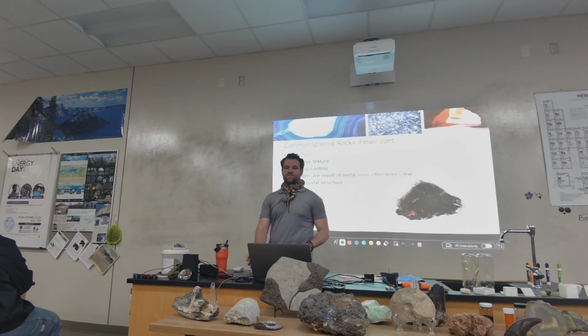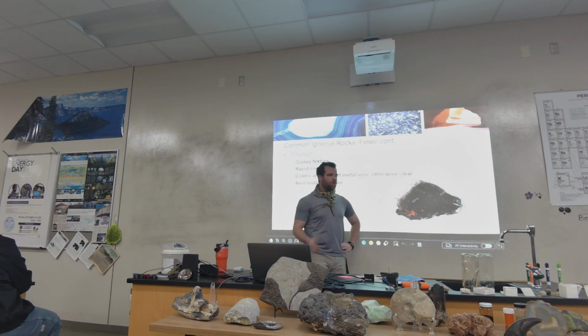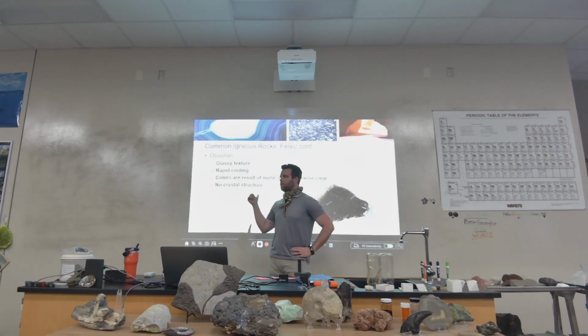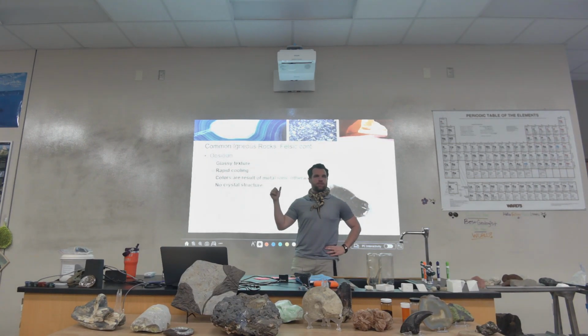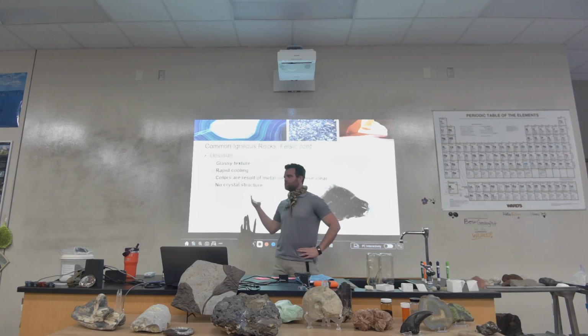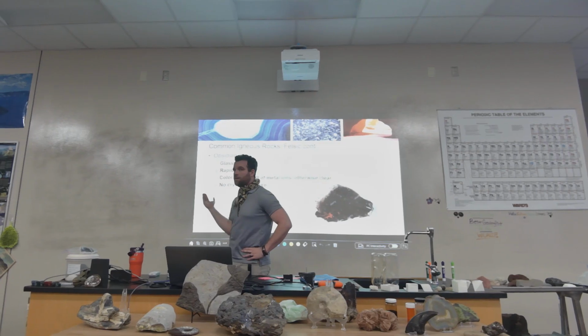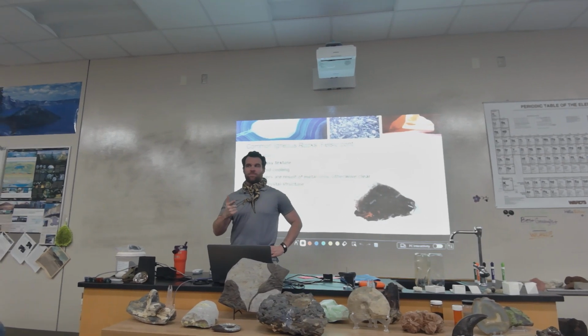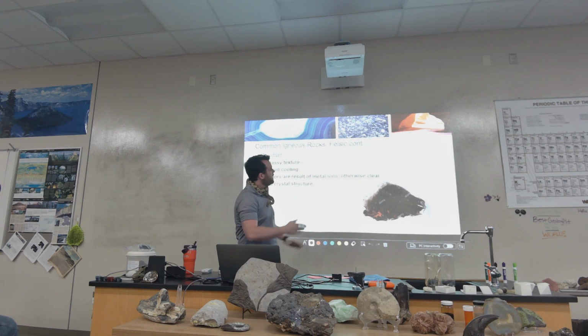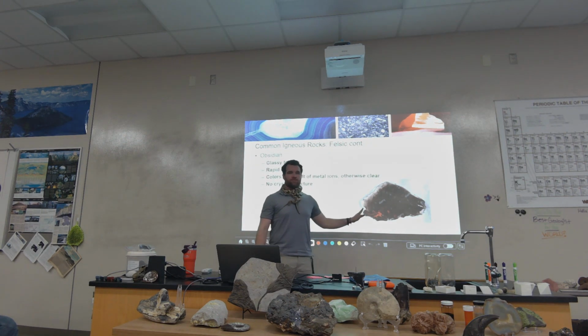Okay, obsidian. Wait a second, why do I have obsidian in the felsic category? Isn't it black? It's dark colored. So why don't I have it with the dark silicate-based minerals, the iron and magnesium-rich ones? Is it practically clear? I mean, yeah, sure, you shine some light through it. Yeah, definitely around the edges, it's clear.